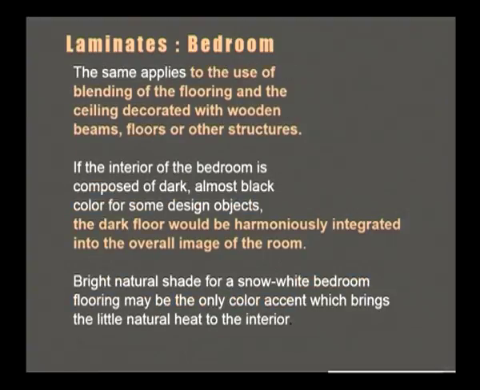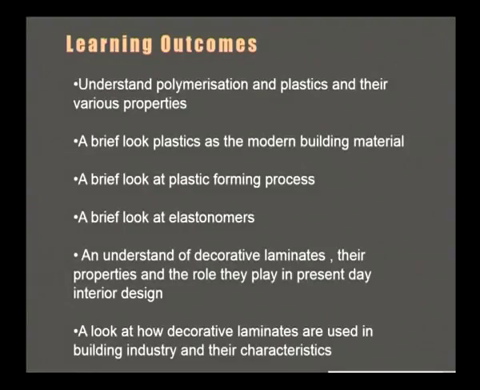With that, we will probably be coming to the end of this presentation. So, we have looked at polymerization, plastics and how they have evolved and how they play an important role in modern building materials. We have looked at how plastic is formed, we have looked at elastomers and their role in sealant building. We have had an understanding of decorative laminates to a great extent. We have looked at their properties, the structure of laminates, the various categories in which they can be classified. And we also had a look at how decorative laminates are used in building industries and how they can enhance the characteristic of a particular space.